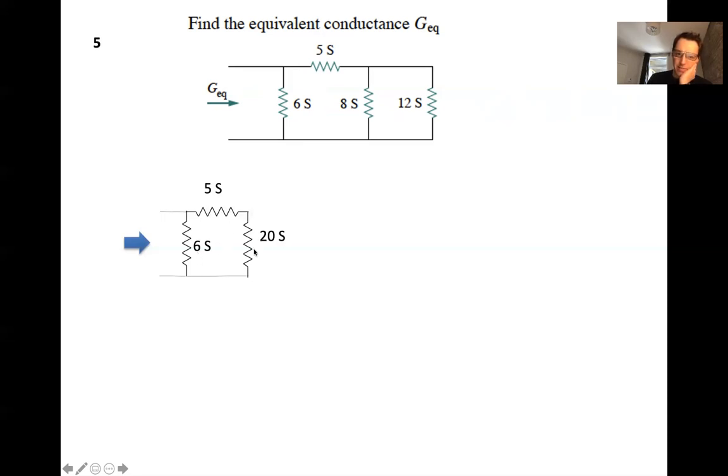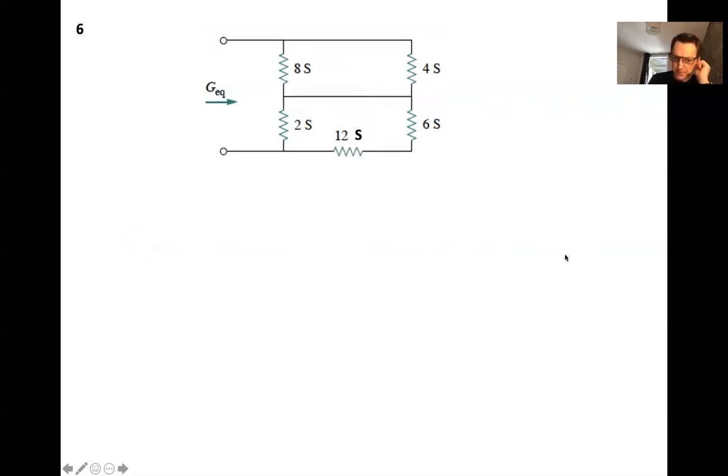So the 5 and the 20 have to be combined using the reciprocal rule. 1 over 5 plus 1 over 20, and then I'll reciprocate it again. That gives you 4. And then the 6 and the 4 are in parallel, which means that we can add them. So we have a final conductance of 10 Siemens. All right. So again, the laws just flip here.